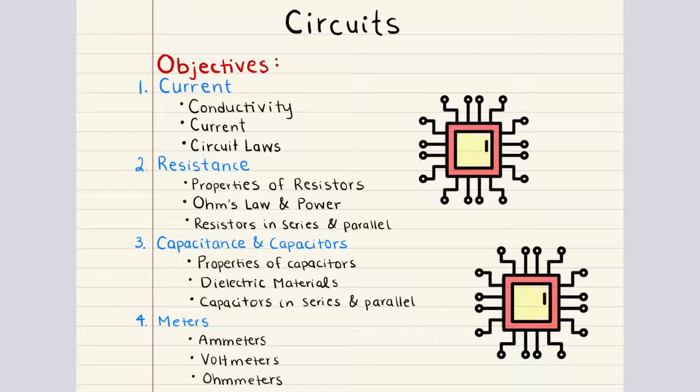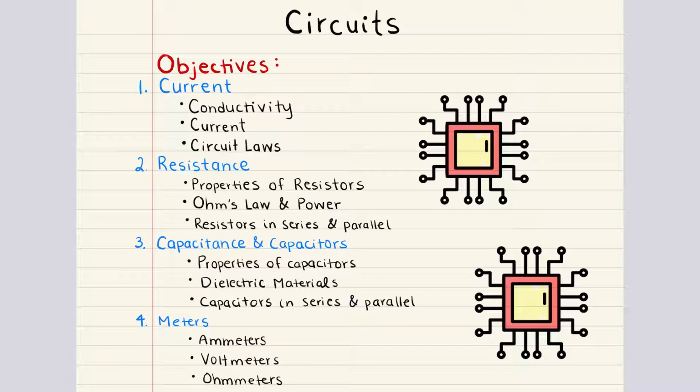Today we're going to be covering Chapter 6 for our MCAT Physics and Math playlist, and this chapter is titled Circuits. In the last chapter, we explored the behavior of stationary charges, and we learned how charges interact when they're at rest. However, most real-world applications depend on the movement of charge, which we call current.